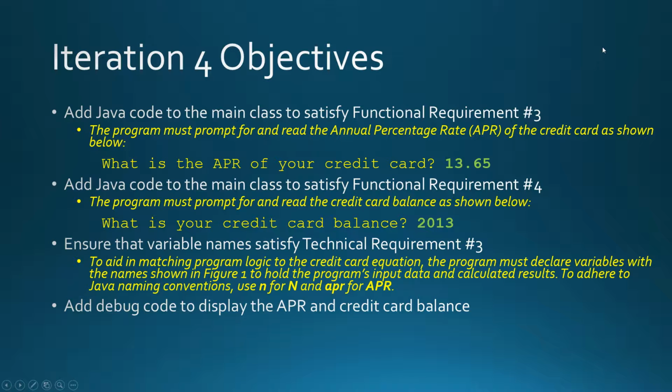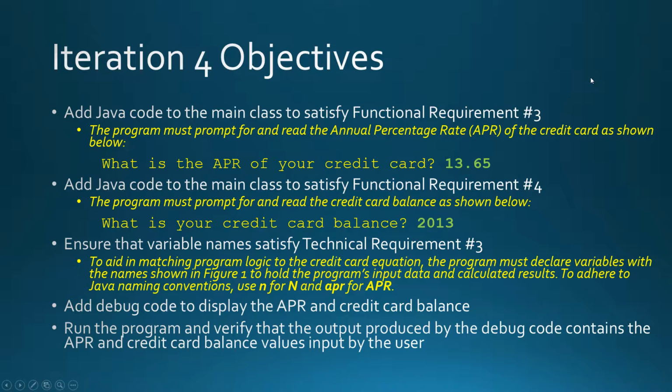We're also going to continue our practice of adding debug code to ensure that the values we read in are the ones we think we've read in. So we're going to add a couple statements to display the APR and credit card balance. Finally, we're going to run the program and verify that the output produced by that new debug code contains the APR and credit card balance values that we input.